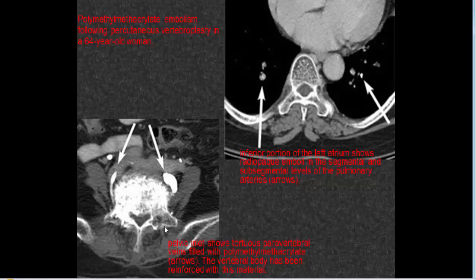Here we see first pelvic L2, tortuous paravertebral vein filled with polymethyl methacrylate material. Vertebral body has been reinforced with this material, vertebroplasty. And this material of vertebroplasty goes through these veins, paravertebral veins, and then to the lung. Inferior portion of left lung shows linear emboli in the segmental and subsegmental levels of pulmonary arteries.